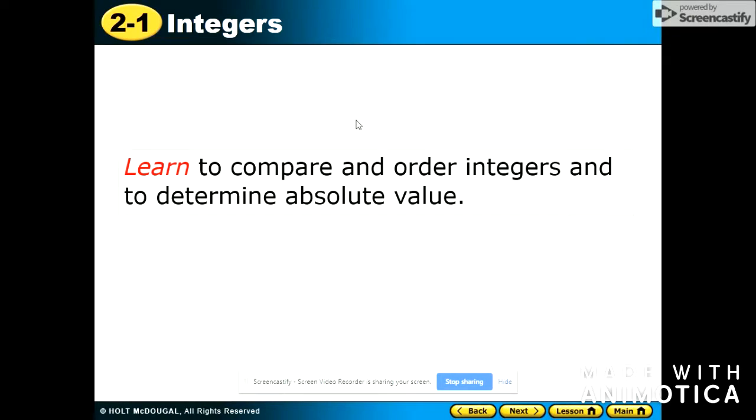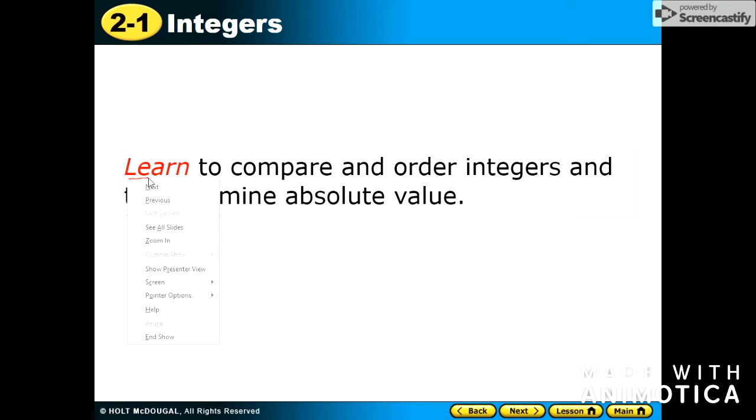Today we're going to be starting chapter 2, which is titled Integers and Rational Numbers. And the first section here, 2.1, is all about integers. Maybe you haven't heard about integers before, but I think you'll get the hang of them here as we go through some of the different examples. Today, what you're trying to learn is to compare and order integers and to determine absolute value.